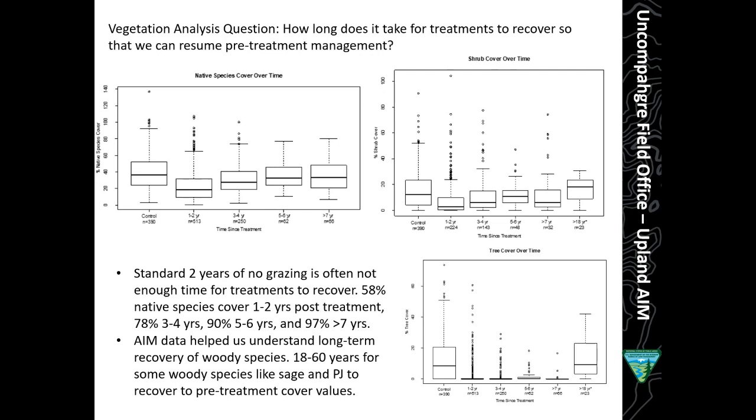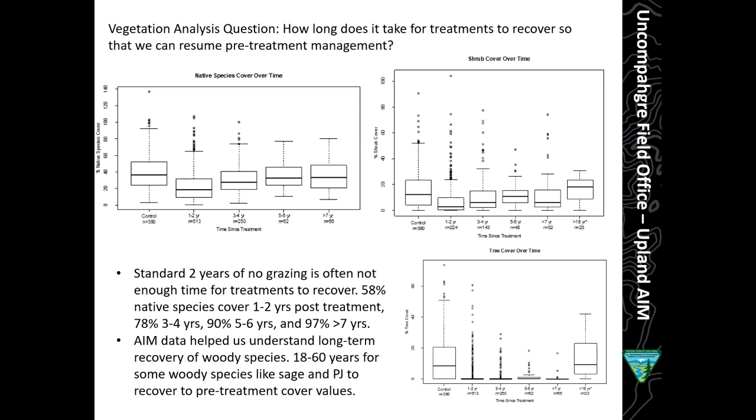So what we realized is that, particularly looking at native species cover and in particular herbaceous cover, the standard 2 years of no grazing is often not enough time for treatments to recover. We found that within 1 to 2 years, we had about 58% native species cover compared to controls, whereas in years 3 to 4, we had about 78% cover. 5 to 6 years out, we're seeing about 90% cover compared to the controls, and then greater than 7 years, 97% cover compared to the controls.